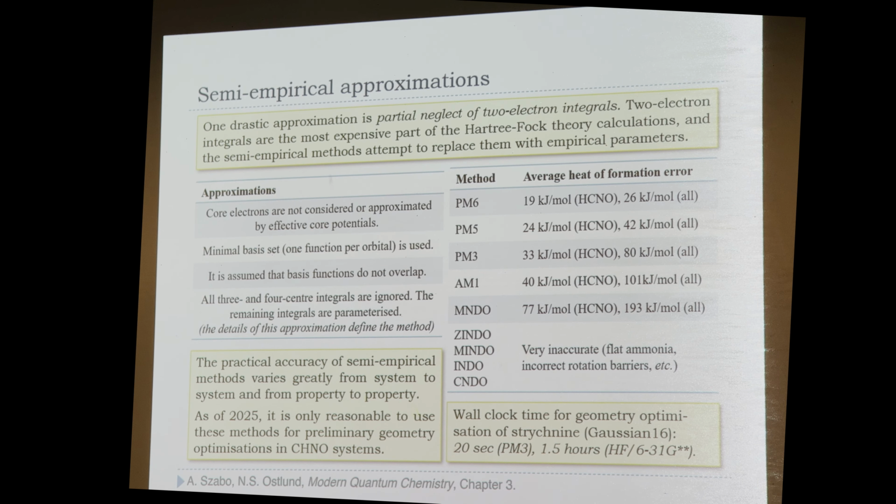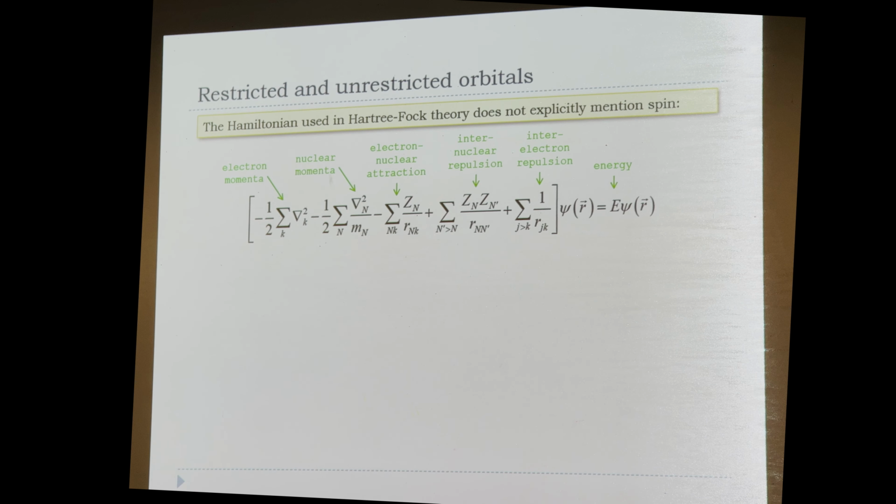If you take strychnine, a sizable molecule, and you run geometry optimization, it will be completed in 20 seconds on a typical laptop with PM3, and it might take a few hours if you use the Hartree-Fock method with a reasonable basis set. So for preliminaries, pretty good, and you will encounter a lot of them in the historical literature, particularly from the 60s and the 70s, when people really didn't have much choice but to use them.